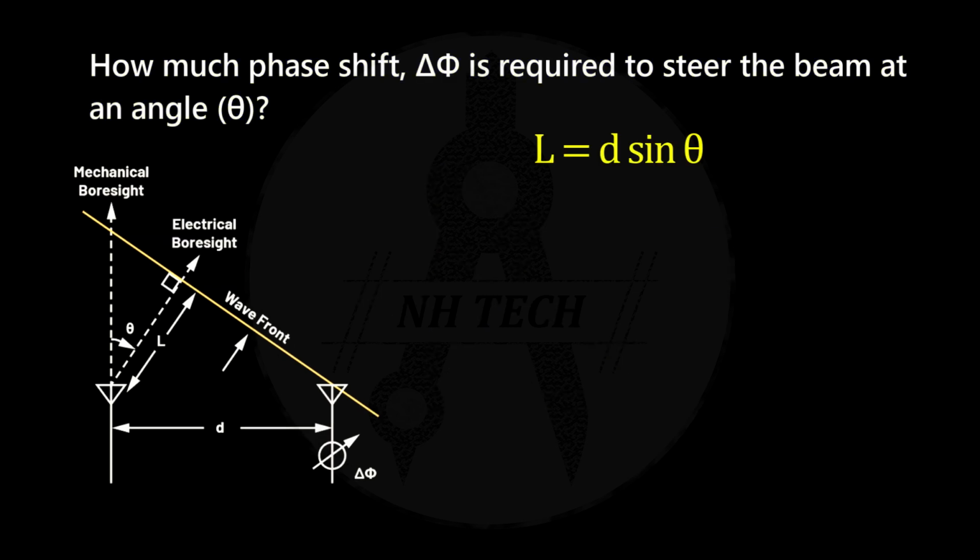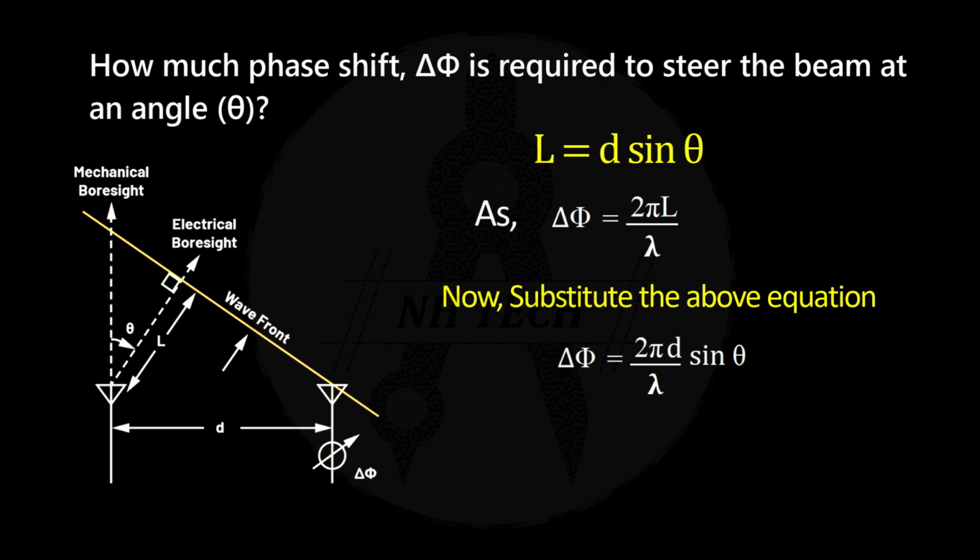Since electromagnetic waves repeat every wavelength lambda, this additional path corresponds to a phase difference given by delta phi equals 2 pi over lambda times L. Now substitute the value of L into this equation. So, we have got the final relationship: delta phi equals 2 pi d sine theta over lambda. In this equation, we already know the distance between the antenna elements and the wavelength, so we can easily calculate the required phase shift to steer the beam at an angle theta.